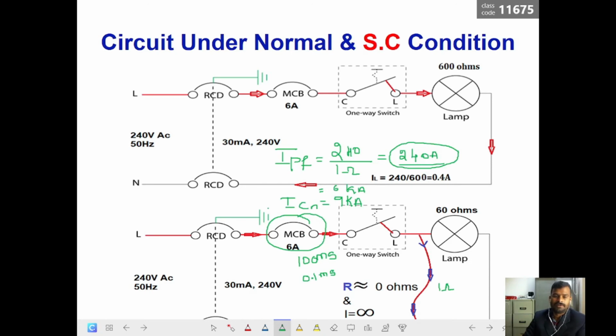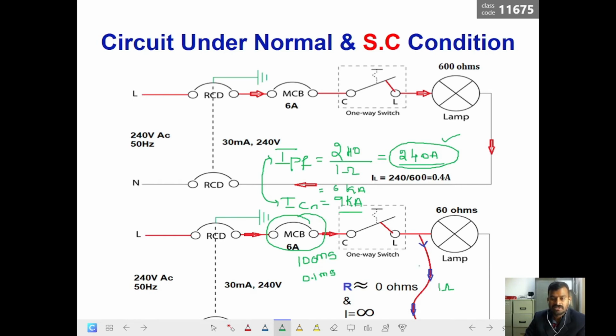So why I'm saying this: compare the ICN and IPF, they are very much linked. IPF is the actual short circuit current. You can see here we have defined the source and the resistance, and we have seen the prospective short circuit current for this particular circuit. It's 240 amperes, but how much short circuit current the MCB can withstand is up to 9 kilo amperes.